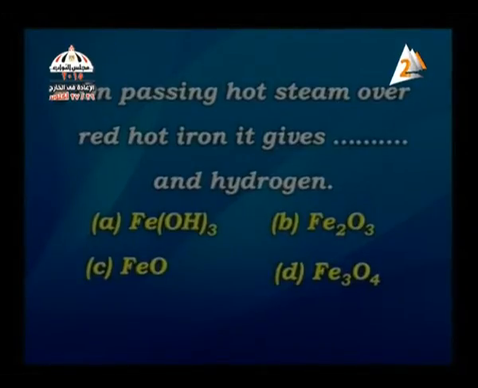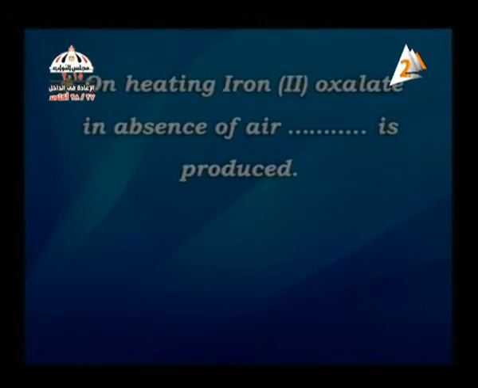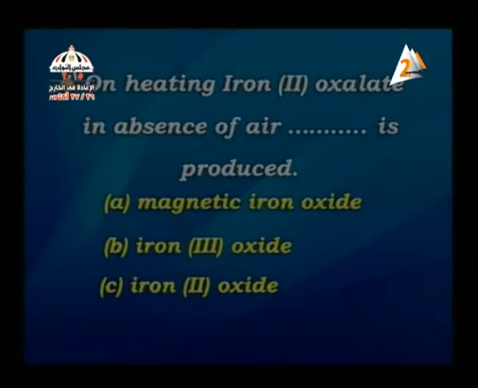Is it iron 3 hydroxide, or iron 3 oxide, or iron 2 oxide, or magnetic iron oxide? If you think about it, my dear student, you will find it will be magnetic iron oxide. Next point, on heating iron 2 oxalate, in the absence of air, what is produced? Is it magnetic iron oxide, iron 3 oxide, iron 2 oxide? If you write the chemical equation representing this reaction, you will find it will be iron 2 oxide.